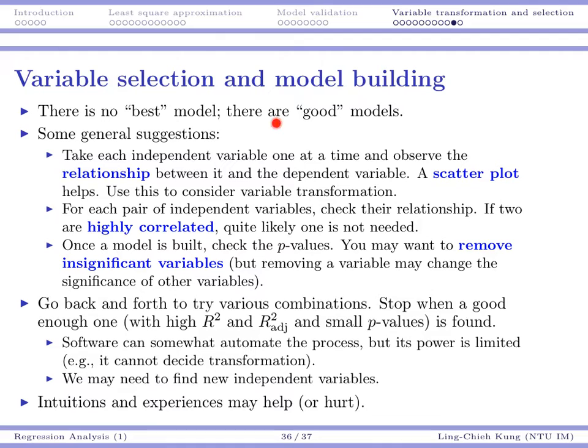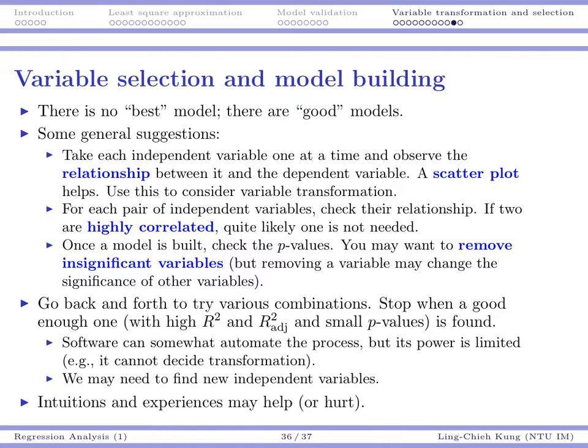We try to look for good enough models. Okay? So when we have a good enough model, and after a reasonable amount of time of searching or improving, if we just cannot do better, we would stop. And there is really no reason to search for a best model because it's too difficult. There are some general suggestions to help you move toward a good model.